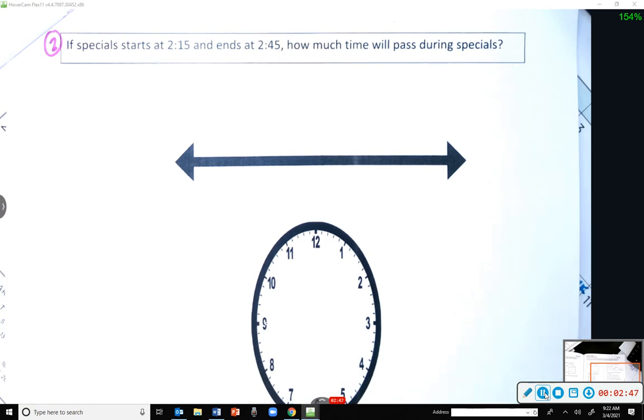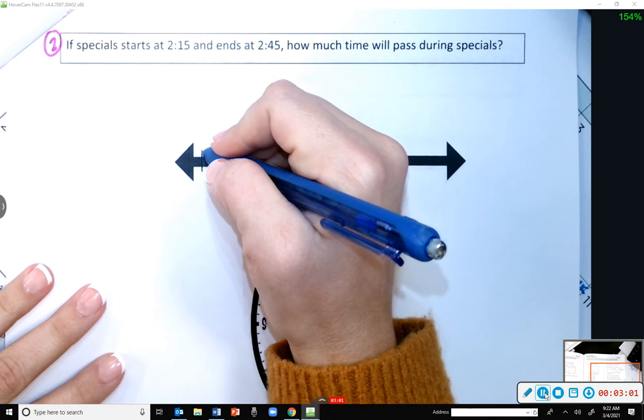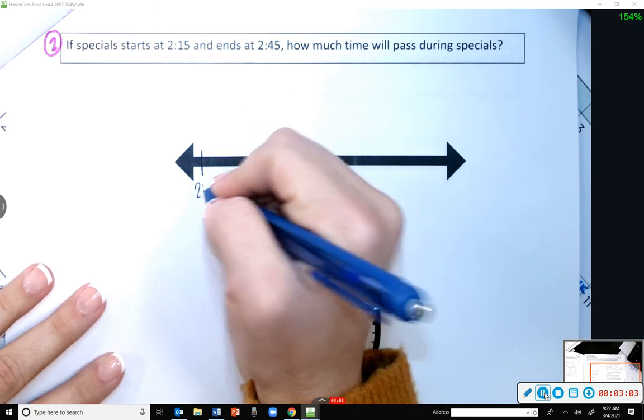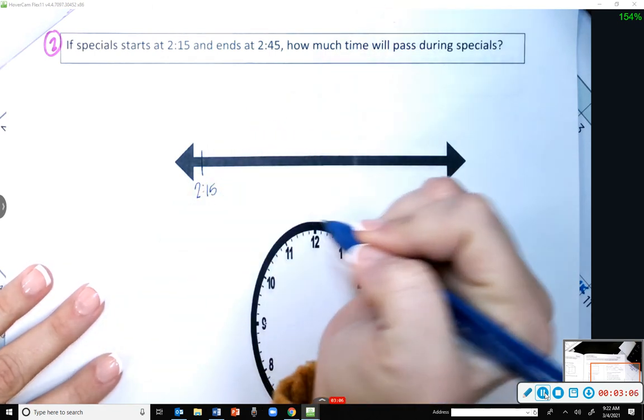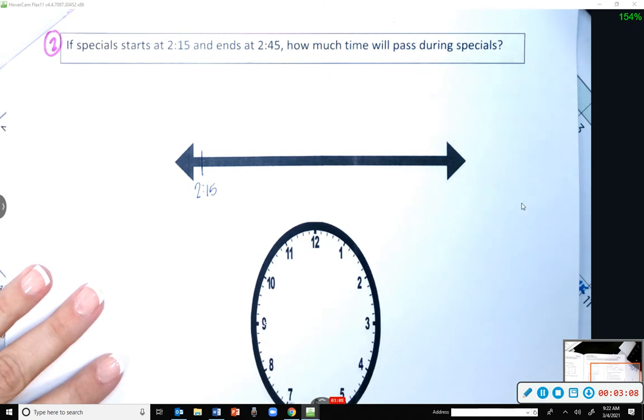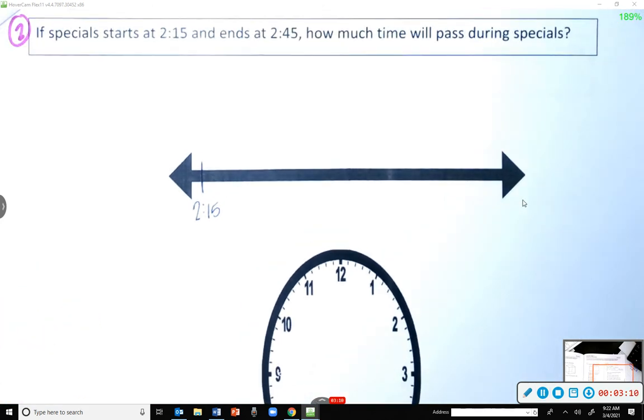If special starts at 2:15 and ends at 2:45, how much time will pass during specials? Okay, so if it starts at 2:15, that's what we need to put at the beginning of our number line. And what should I do with the 2:45? Put it on the end. Good, Kaylee.